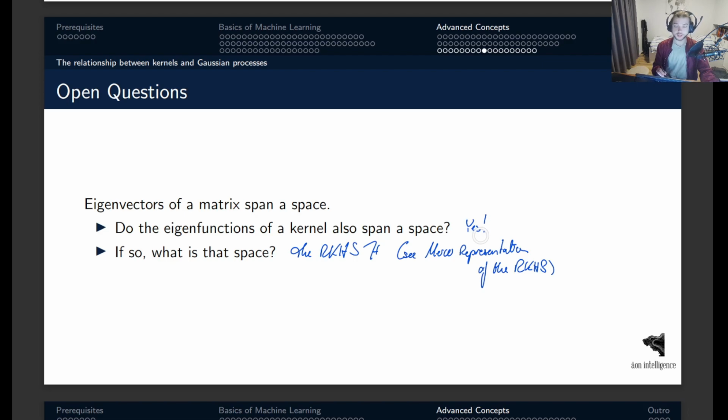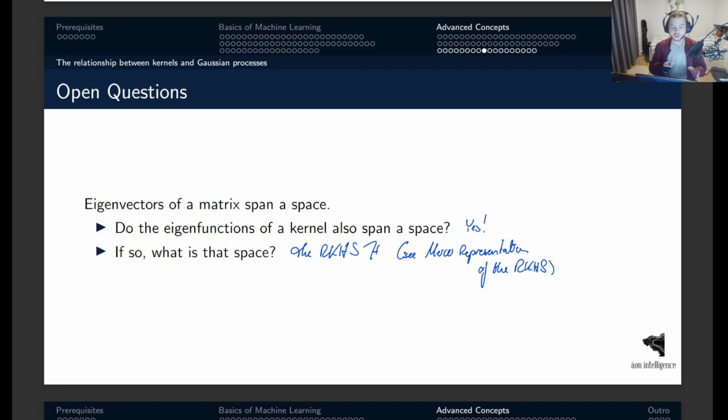It's yes, indeed. The eigenfunctions of a kernel span a space, and that space is, surprise, the reproducing kernel Hilbert space H, which is induced by the kernel. We will have a closer look at that in a few slides. It's called the Mercer representation of the reproducing kernel Hilbert space.